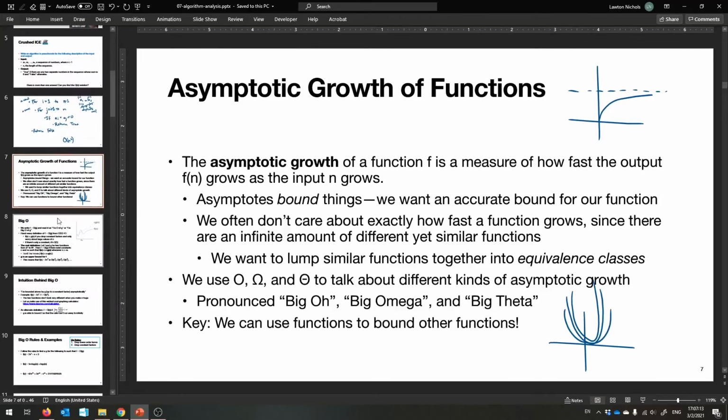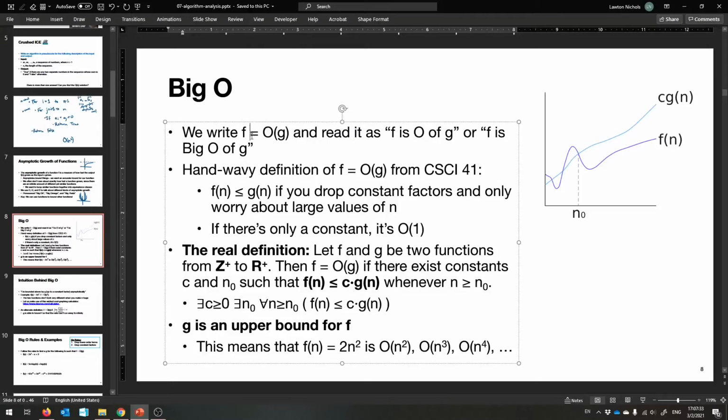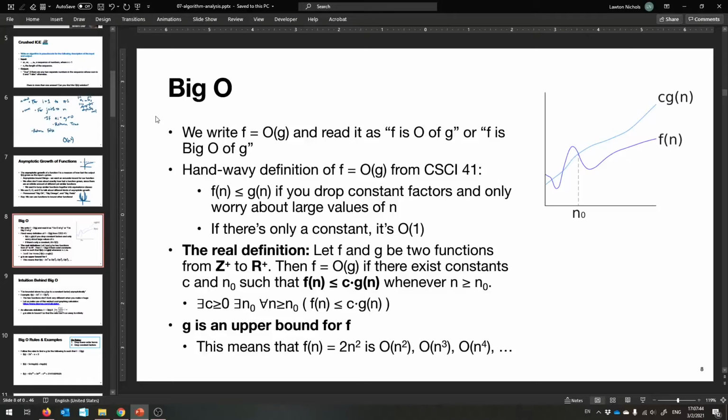Okay, so back to where we were. Yes, it's recording, cool. Big O. You've seen this in 41, but you might have had a very hand-wavy definition given to you. We're going to give the real one this time, okay? So big O notation looks like this. We say f equals O of some g, and we read it as f is O of g or f is big O of g. This is how we write a relationship between two functions.